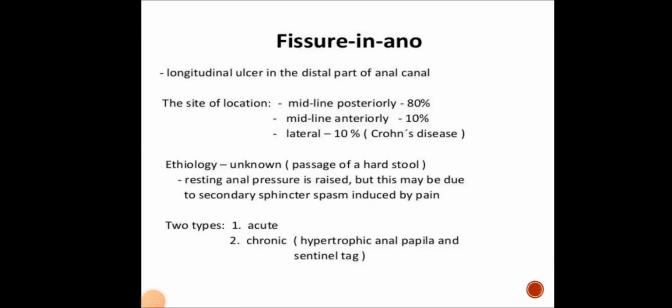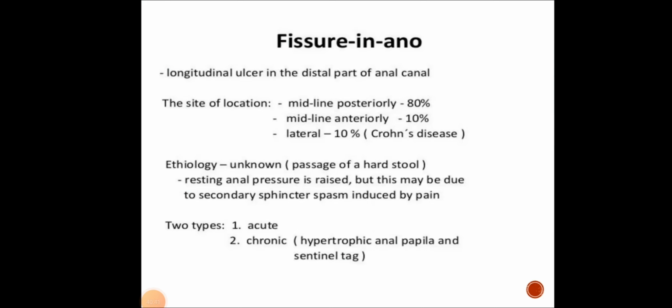Other causes are constipation, then spasm of internal sphincter, then after operations when too much skin is removed, that also can cause fissure in anus. Other than that, a few secondary causes are told like ulcerative colitis, Crohn's disease, syphilis, tuberculosis.